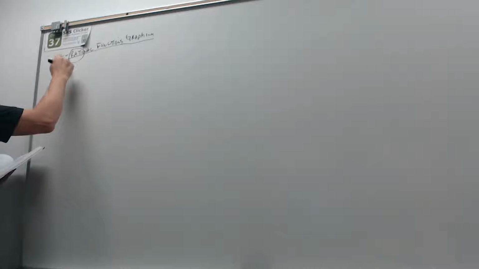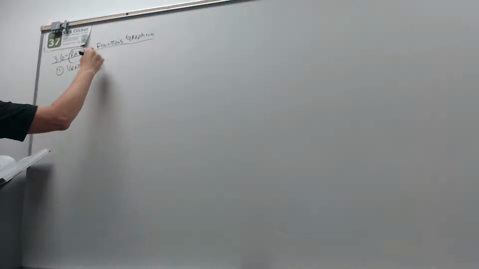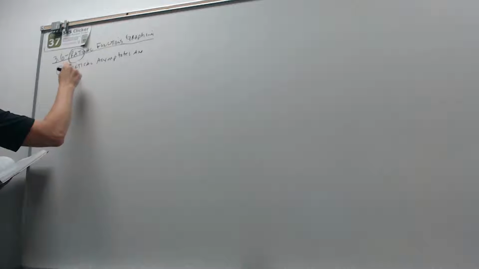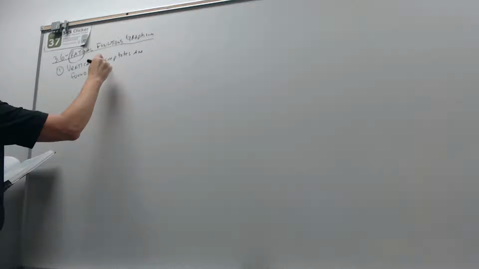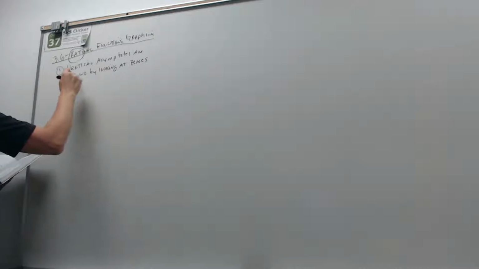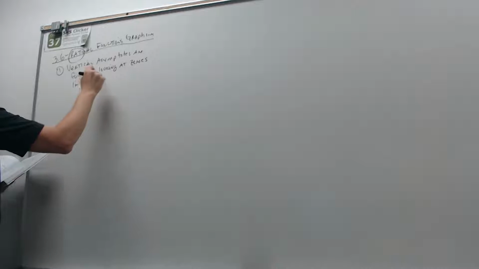Okay, so we're going to talk about rational functions, which are fractions. I think I'm going to give you some good rules that are going to help you. Okay, number one, vertical asymptotes are found by looking at the zeros in the denominator. Okay, so anywhere the denominator can turn 0, you're going to have a vertical asymptote.